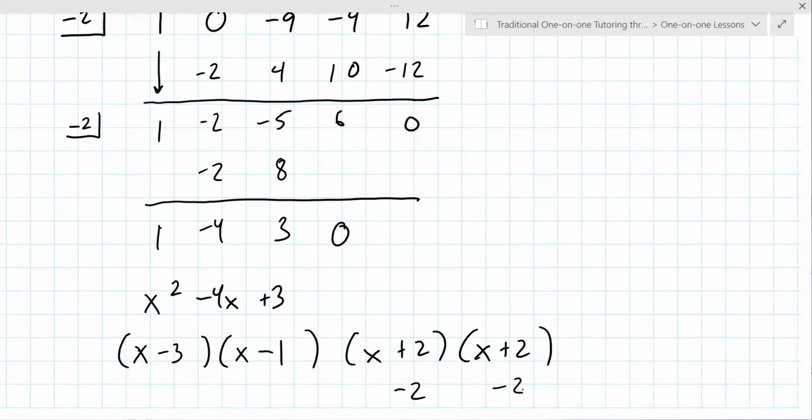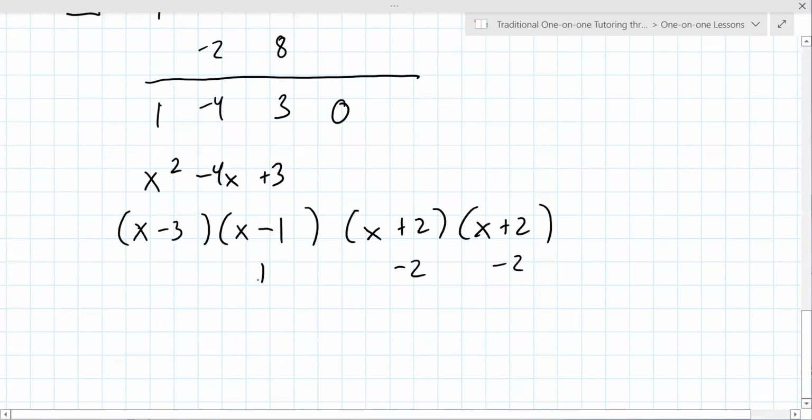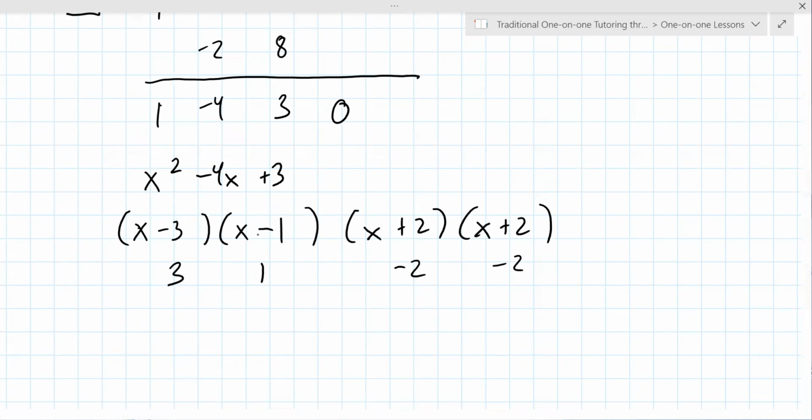So what would the zeros be? Negative or -2, -2, and then -3, -1. You have to flip the sign. So it's +3 and +1. Even for the zeros, you have to flip it.